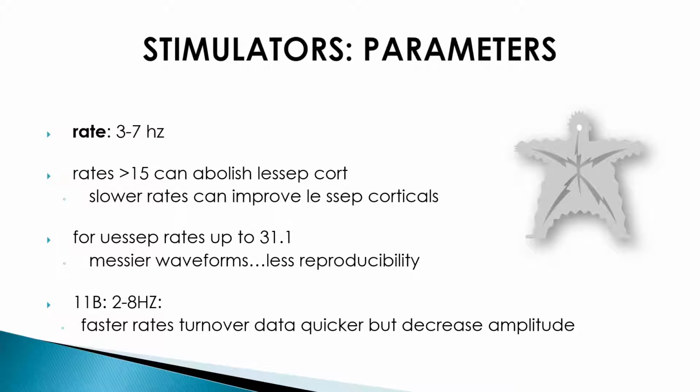Some more stim parameters, the rate. We're going to stim at a rate anywhere from 3 to 7 hertz. Rates greater than 15 hertz can abolish the lower SSEP cortical responses. The slower rates can improve the lower extremity SSEP responses. For the upper SSEP, you can do faster rates. It doesn't obliterate the response, but it does make them messier and less reproducible. The guideline says use anywhere from 2 to 8 hertz. The faster the rate, the faster you turn over the data, but it does degrade the response some. So it's a trade-off.